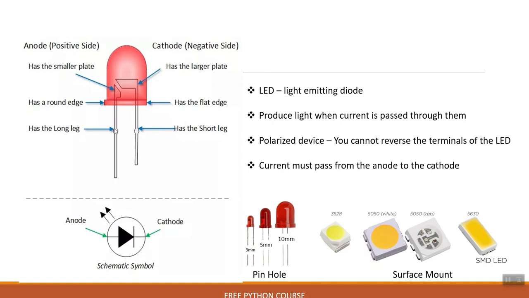And for the anode, the pin is the longer leg, and it has a round edge on the casing, and also the plate is a smaller one. The basic symbol for the LED is this. You have the anode, which is usually the triangular side, and the cathode, where you have this thin line. There are different types and sizes of LED. For the through-hole types, we have the 3mm, 5mm, 20mm, and even larger sizes. And also for the surface mount, we have different sizes and configurations.